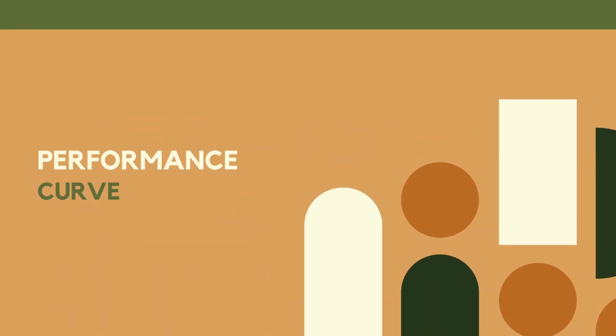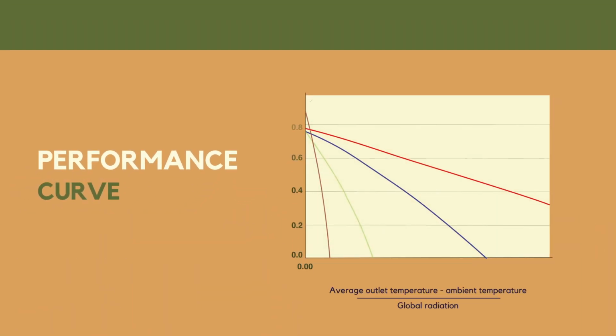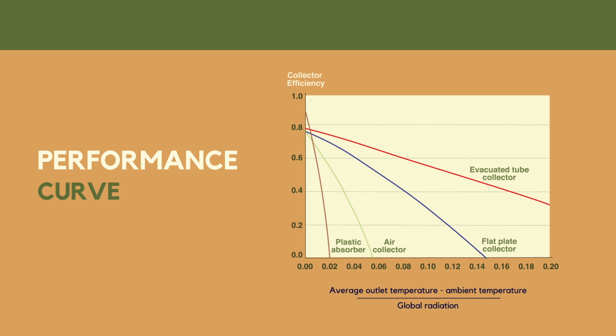Here we can see typical performance curves of different collector types. We start with an evacuated tube collector, then a flat plate collector, followed by an air collector, and finally a plastic absorber collector without glazing, so it has huge thermal losses, and that's why the curve is so sharp.